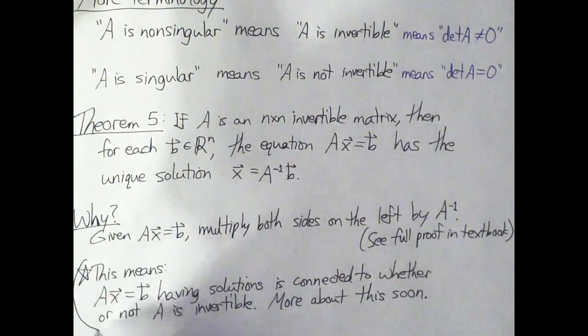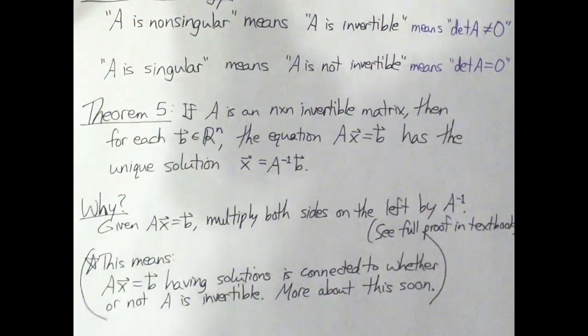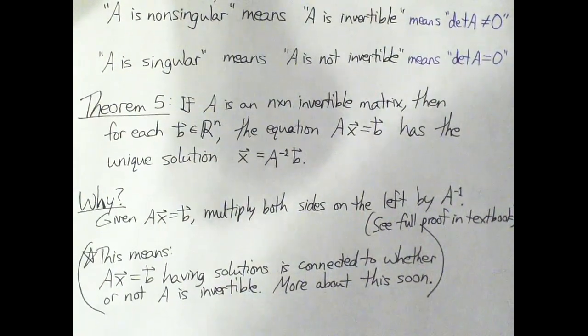I'm going to put this in parentheses. This is just a side note. But I'm trying to convey to you that knowing whether or not a matrix is invertible is going to have uses to solutions to linear systems. By the way, we know a quick way to tell whether or not a matrix is invertible. Check the determinant. Is it 0 or not?